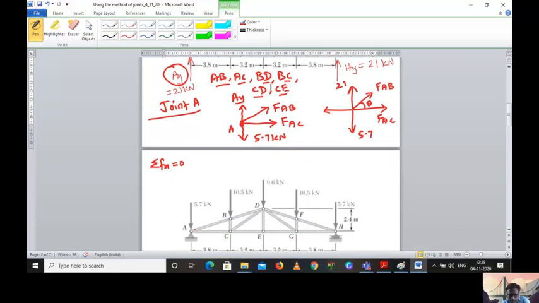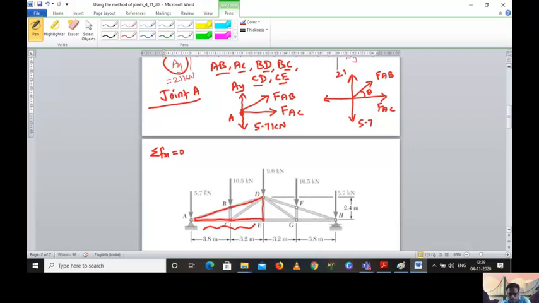When you want this particular angle, you should calculate the entire length. Please don't stop within the length of 3.8 meter. Okay, this is wrong. You have to consider the entire length. So the entire length here is 7 meter, and this vertical distance is given as 2.4. So this theta you can simply calculate as theta is equal to tan inverse of 2.4 divided by 7. So you will get the value of theta.